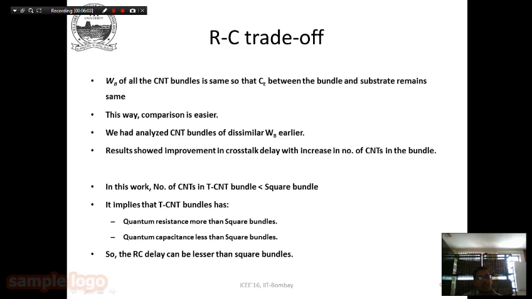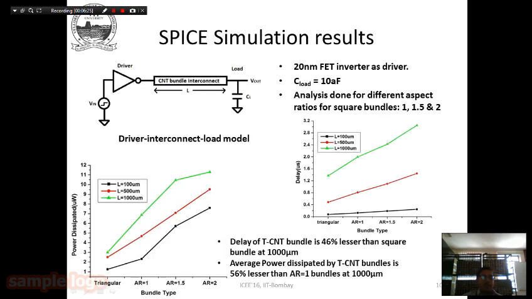So what are the implications? It implies that the CNT bundles have quantum resistance more than square bundles and quantum capacitance less than square bundles. So the RC delay can be lesser than square bundles. That is the conclusion that we derive from the bundle structure.